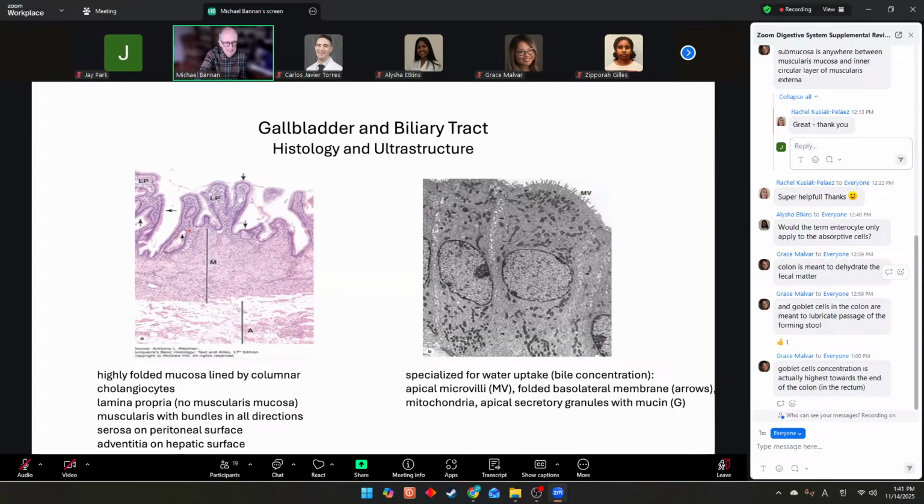Also, a lamina propria is present, but there's no muscularis mucosa, and we don't usually have a distinct submucosa in the gallbladder wall. Instead, the mucosa is directly adherent to the muscularis, and the muscularis is unique or different because instead of having two distinct inner and outer layers, it actually has muscular fibers that extend in multiple directions. So it's a different architectural pattern of the gallbladder wall than we see in other areas of the GI tract.